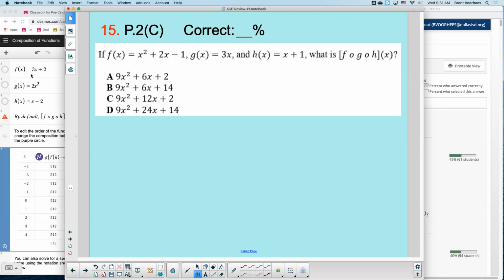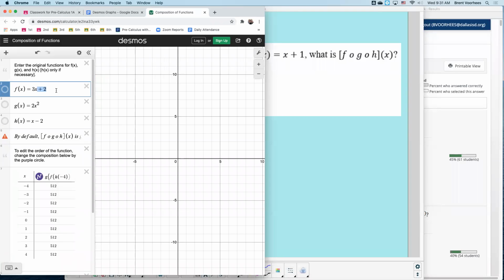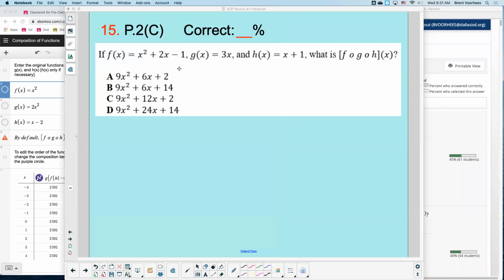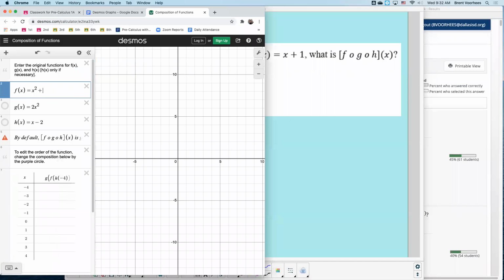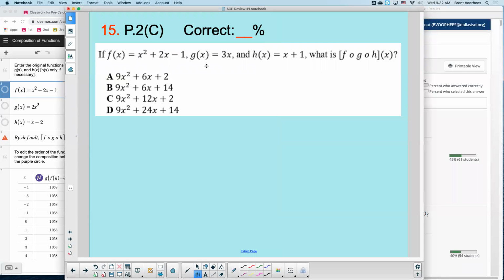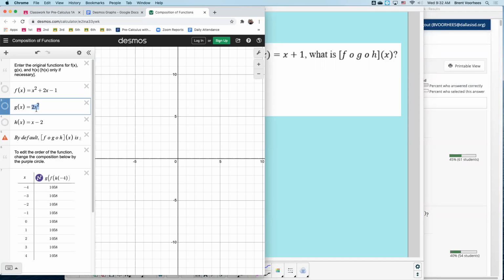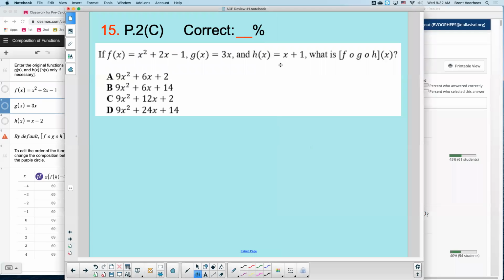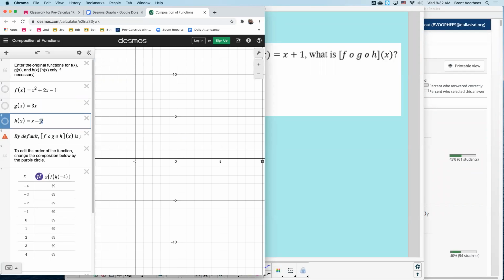So I'm going to put in F's equation. So I'm now moving on, new problem. So let's change our F to be x squared, and I already threw out the rest, plus 2x minus 1. Our G is 3x. And then my H is x plus 1.